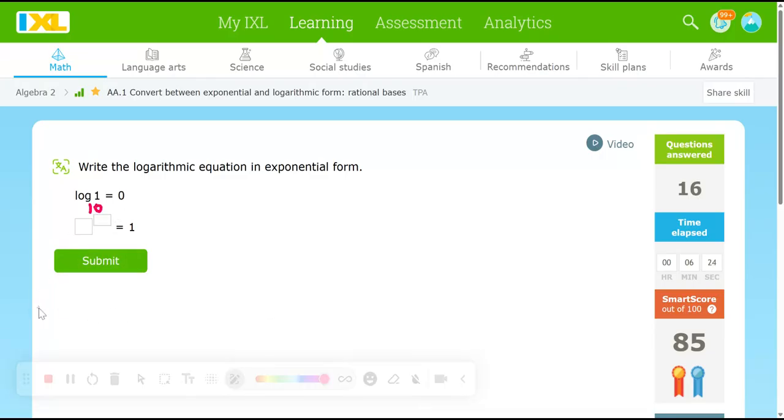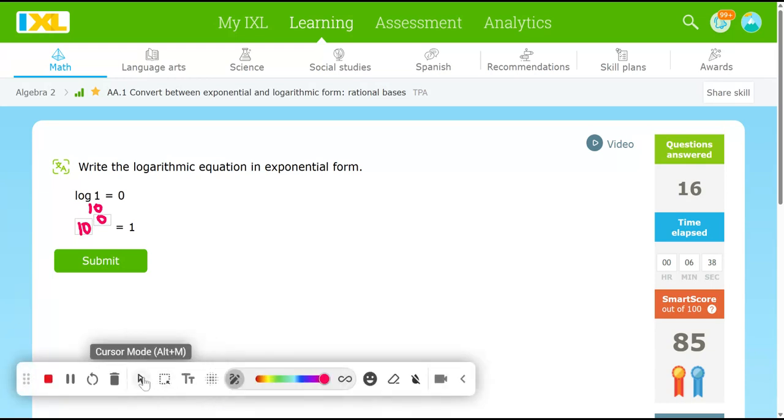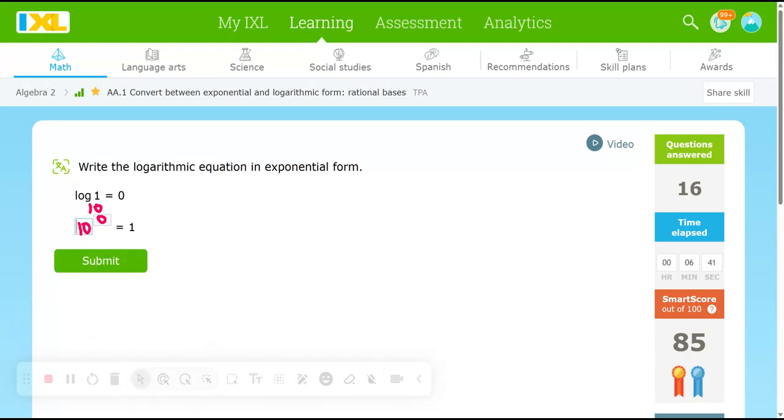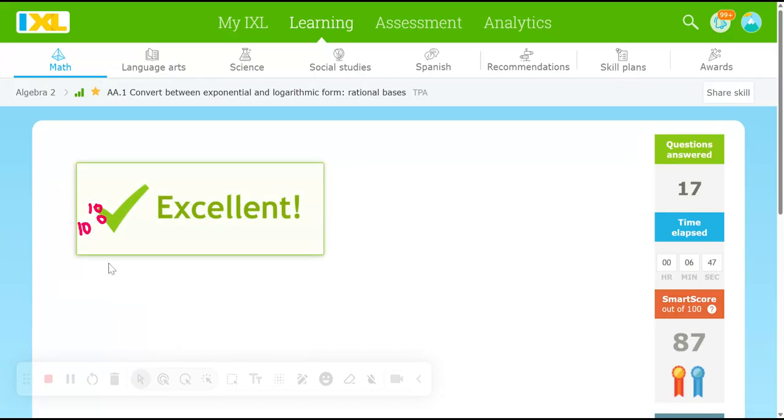Number 10. Okay. If you have the base of log number 10, the base of the exponential should be the same. So number 10 should be right here. And then you can see the missing number had to be 0. Okay? So I put number 10 right here, and then put 0 right here. Okay, 10 power 0 equals 1.